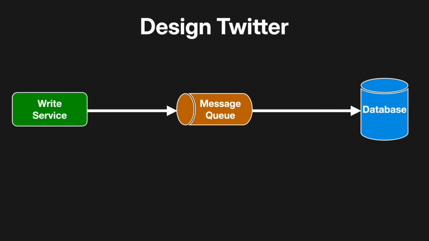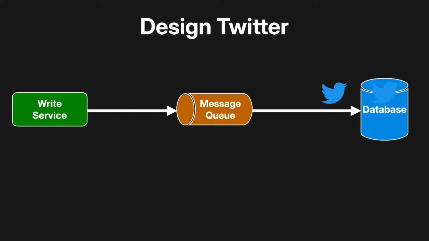This way, the write service can remain fast and responsive, since it doesn't have to wait for the database to confirm the write. The queue can also add a layer of resilience because if the database goes down temporarily, the queue can store the messages and process them once the database is back online. So now, when the user submits a tweet, the write service simply puts the tweet in the message queue, and from there, we can handle it asynchronously.